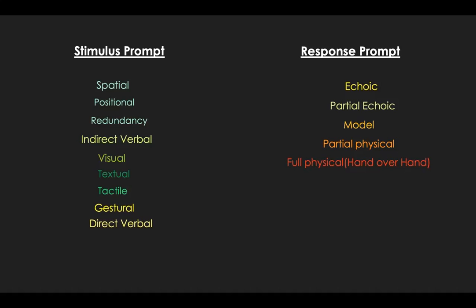A response prompt operates directly on the response itself. So in this same example, we might pick up the learner's hand and place it on top of the picture of the apple. So they're seeing exactly what type of response they're supposed to make. They're supposed to put their hand on top of the apple. So that's a response prompt.